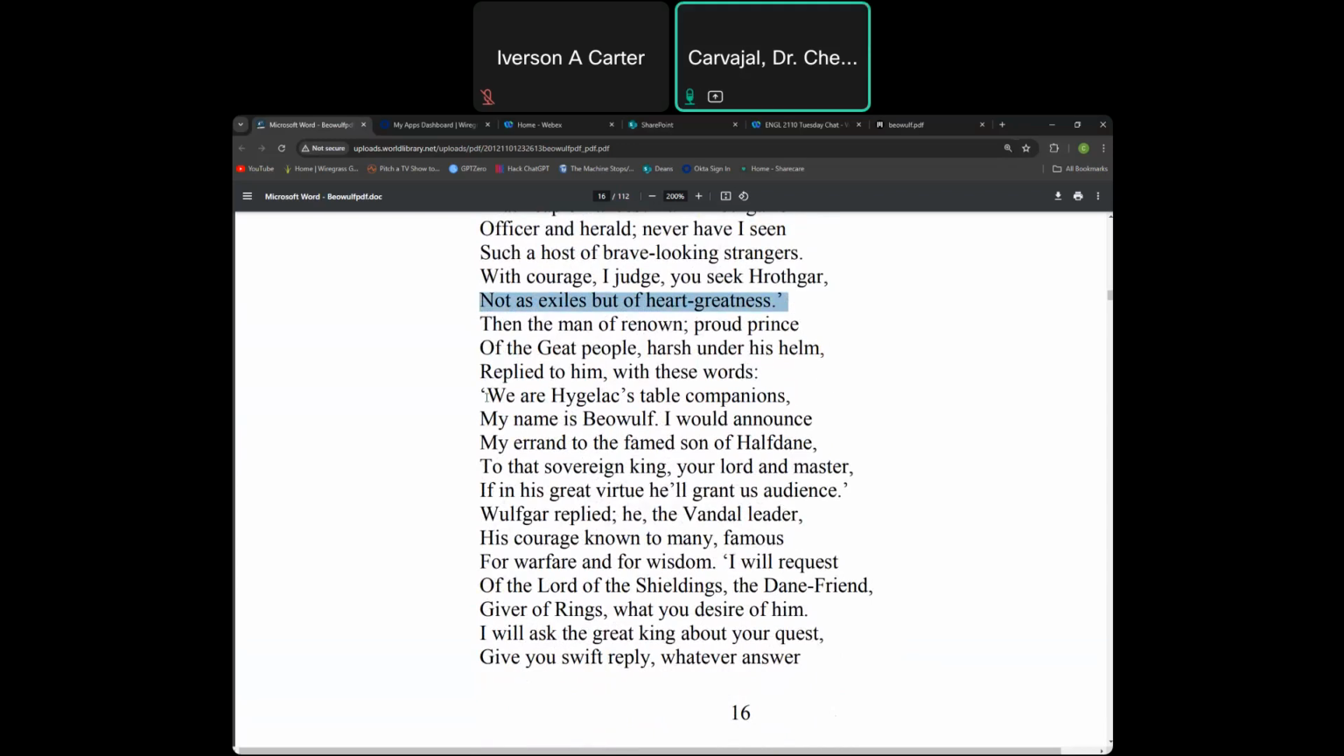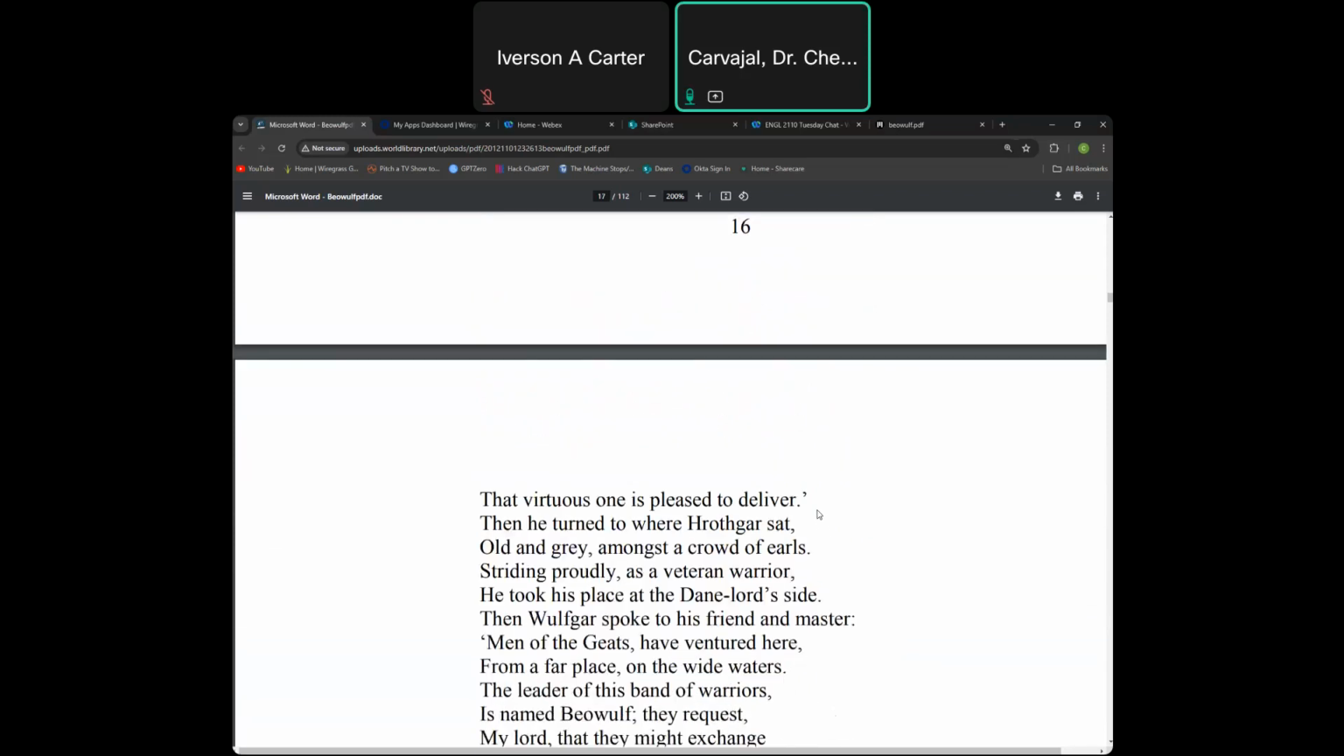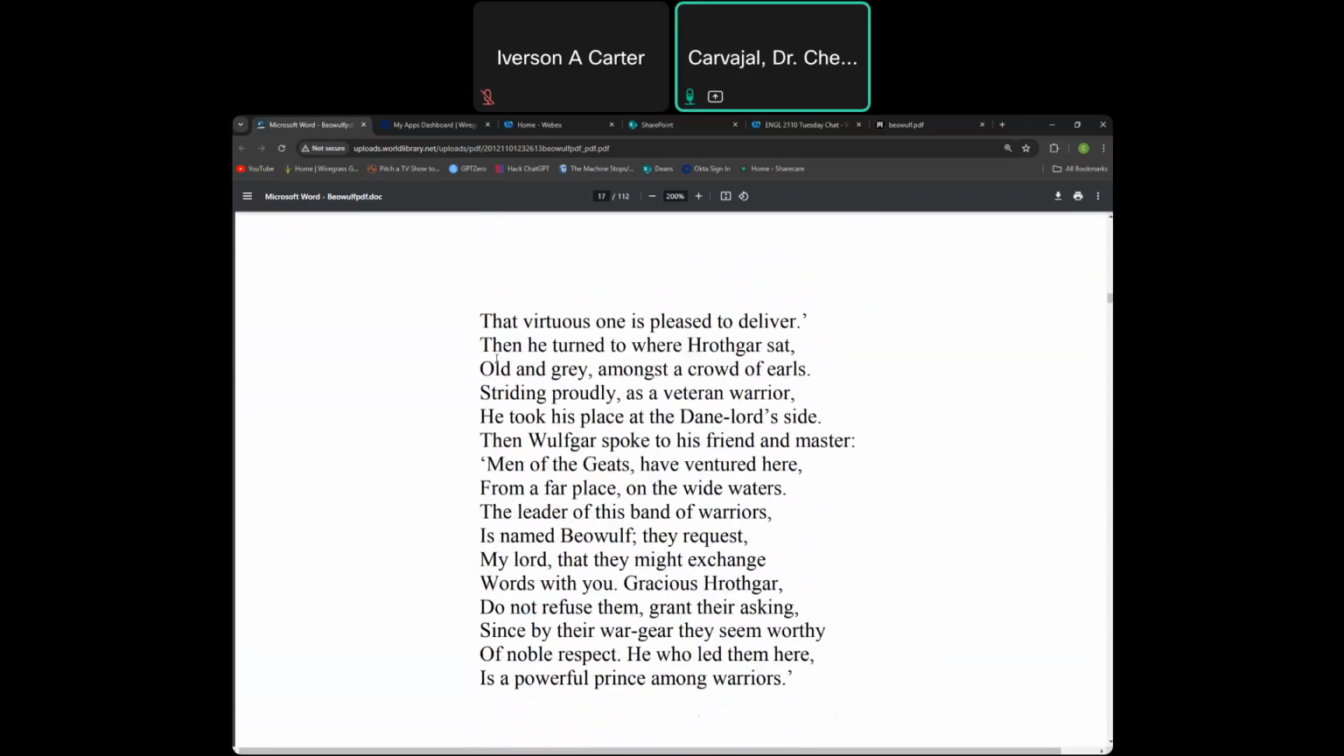And so Beowulf introduces himself again, and he says he does want to talk to the king. And Wolfgar, the one who had stopped them and talked to them the first time, says, "Okay, well, let me go and ask." And it doesn't take long. Hrothgar is old and gray, so he's an old king at that time.